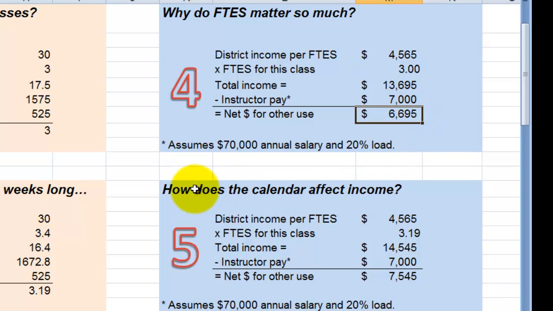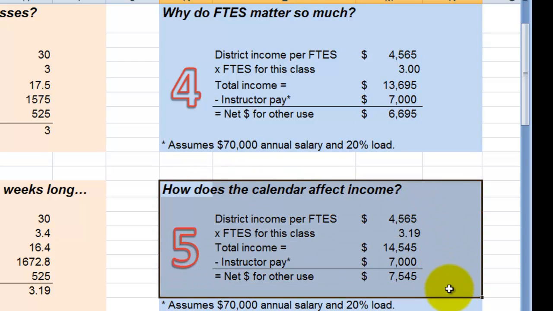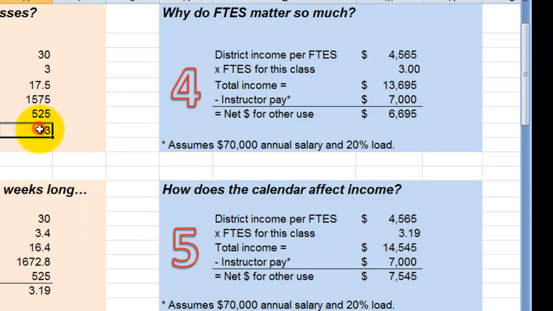So looking over at the calendar issues, how does this compressed calendar that we work in affect our income? Well, as we talked about over on the left, here we've got 3 FTES in a traditional semester, and the same class gets 3.19 FTES in the compressed semester. If we now come over here and take the same income per FTES and multiply by 3.19, it grows to $14,500, which is about $900 more than what was above.